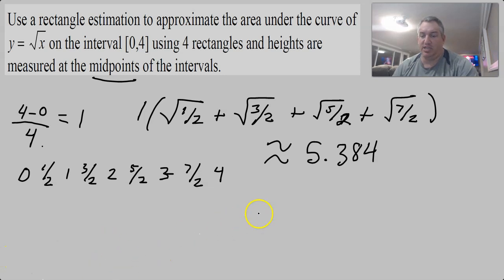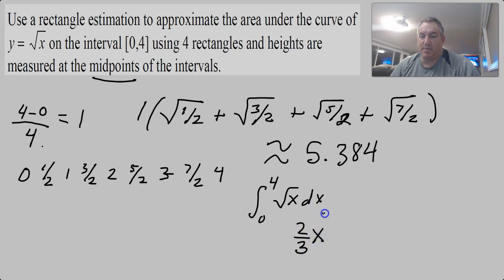Hey, let's find that answer, since I have a captive audience here. So let's do that. So we're looking for the value of the integral from 0 to 4 of the square root of x dx. This is a half power polynomial. So we do get 2/3 x to the 3 halves power. And we're going to evaluate this from 0 to 4.